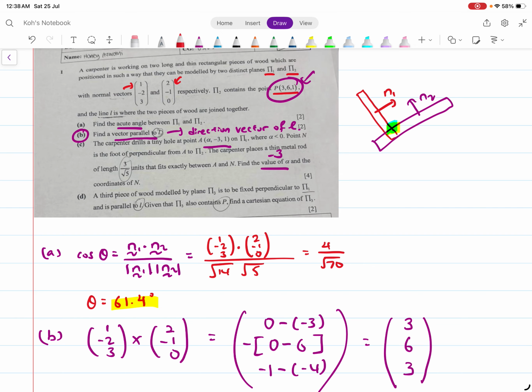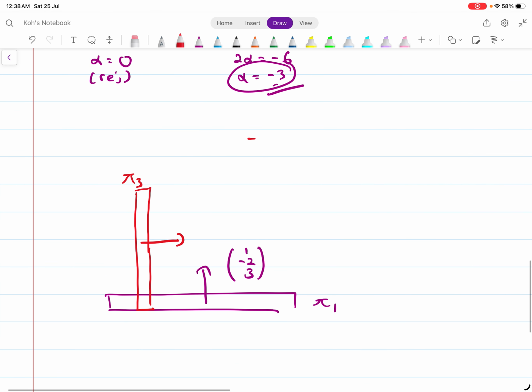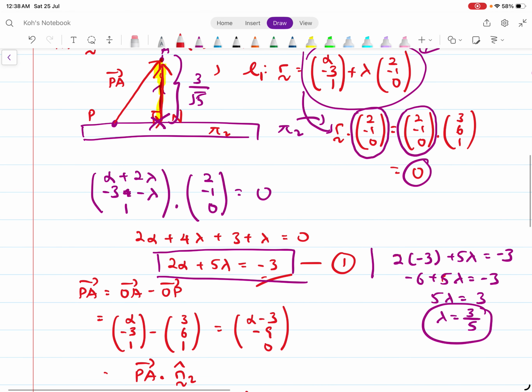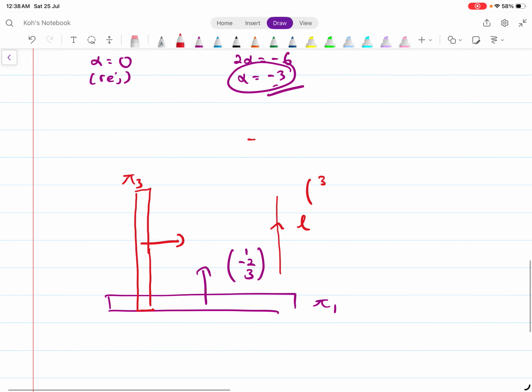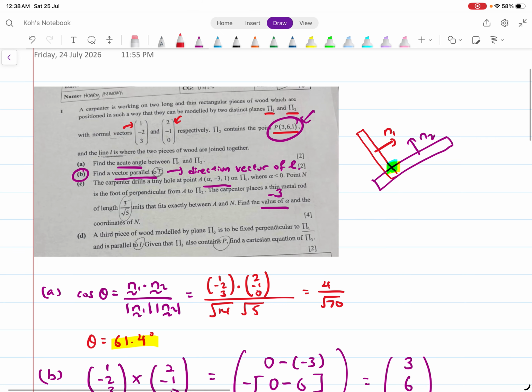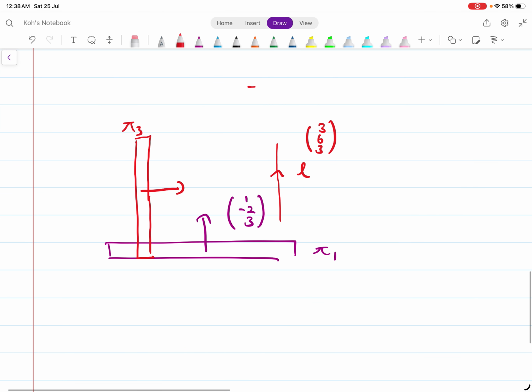For L, I already got my direction vector to be (3, 6, 3). So if I draw the line, let's say this is the line L, there is one direction vector for this line, which is (3, 6, 3). Again, plane 3 contains point P, (3, 6, 1). So let's just write (3, 6, 1). This is point P.